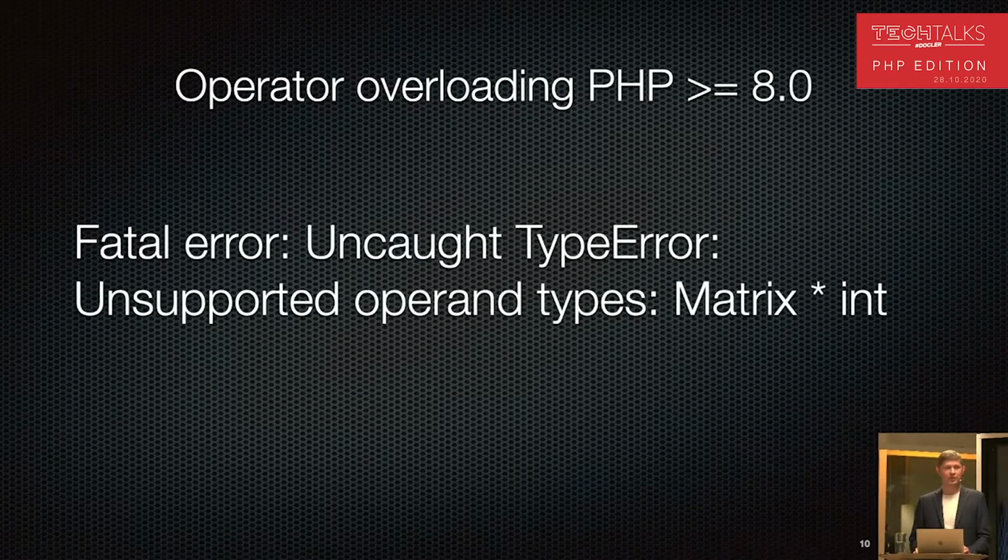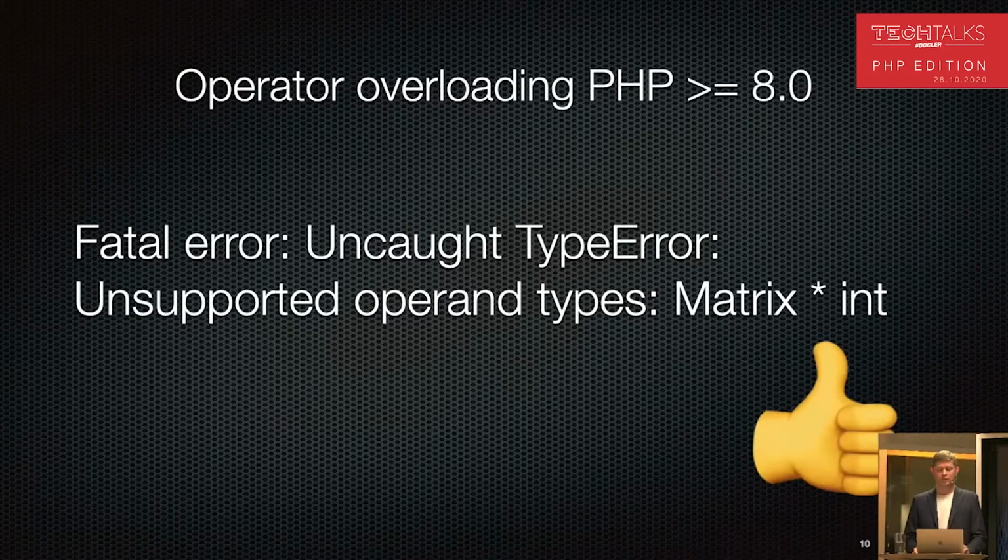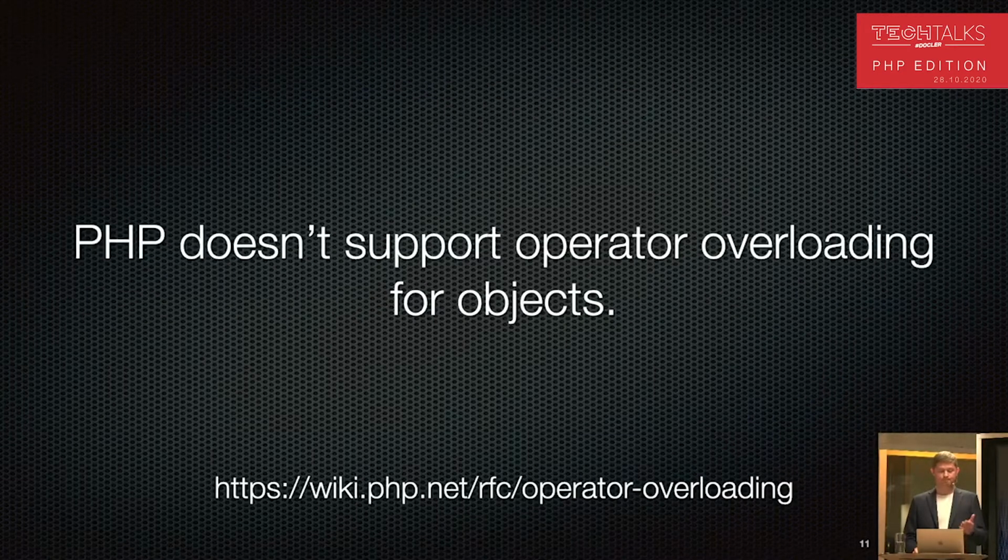And a modern version of PHP, version number 8, produces a fatal error about a type error, which is better because we can clearly see that we cannot perform multiplication of a matrix with an integer number. And yes, this is what we have: PHP doesn't support operator overloading for objects, but for userland.